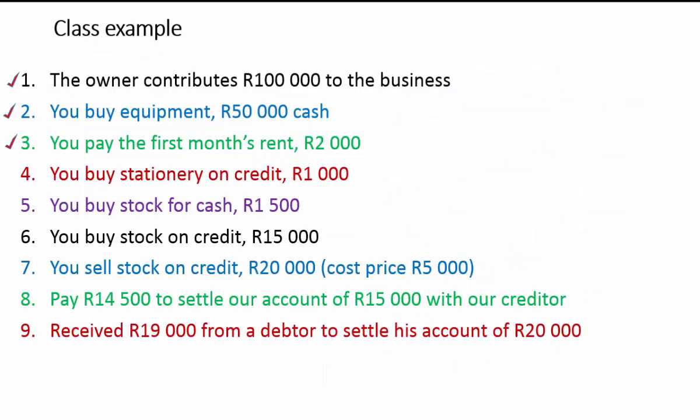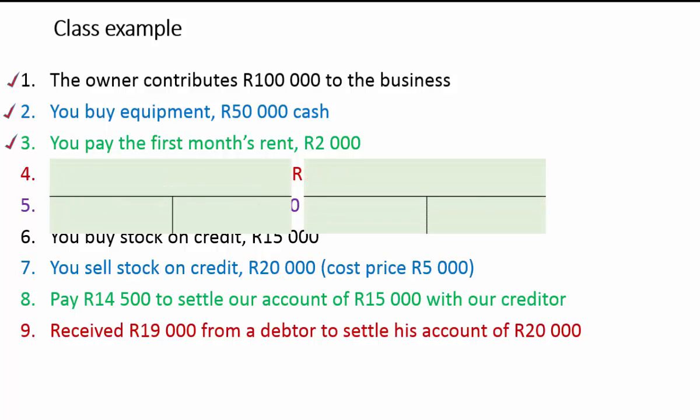Our third transaction, you pay the first month's rent, 2,000 Rand. Once again you are paying, so one of the two accounts that are affected must be bank again. What are you paying for? Rent. So rent expense is the other account. Please remember not to just write rent, but either rent expense or rent paid, not just rent because it could be received as well. Right, so bank, as we've seen now, falls under assets.